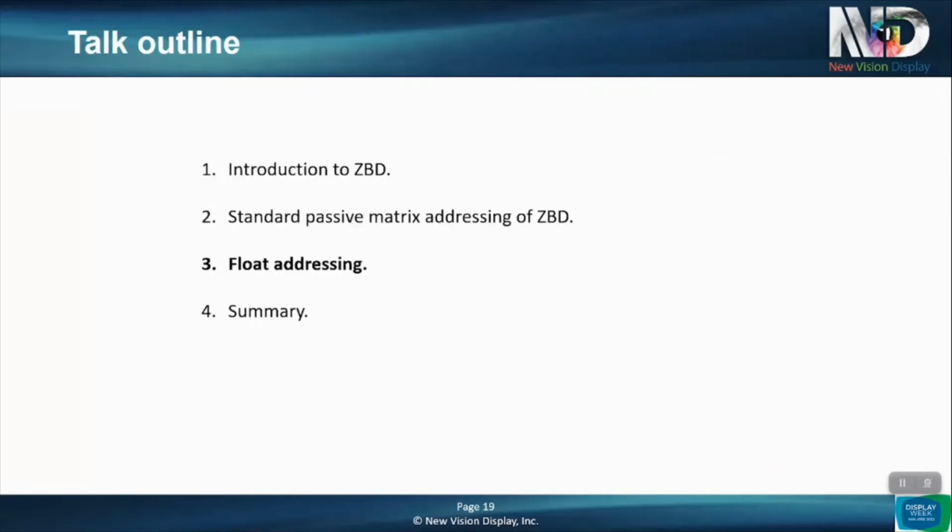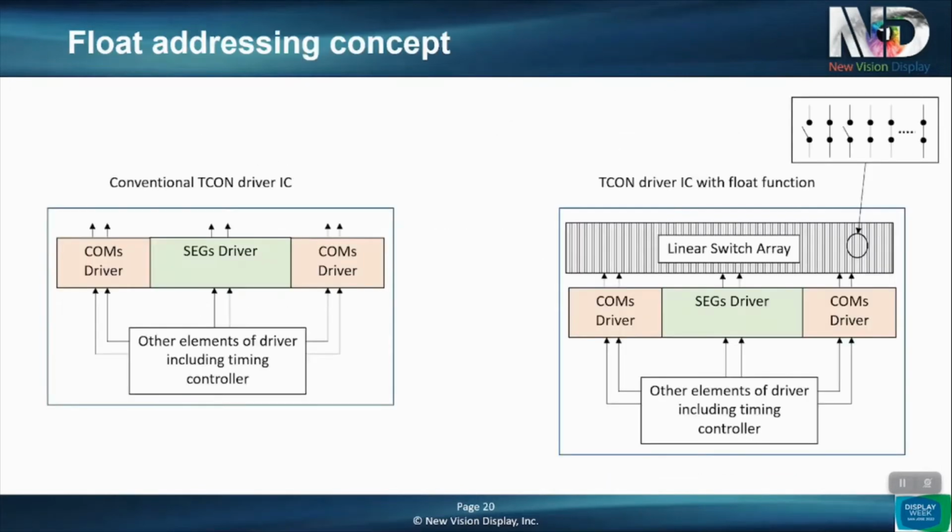So, what's the concept of float addressing? Here we want to take a normal TCON driver IC with common and seg drivers and a timing controller, and add another electrical element to that, which could, for example, be a linear switch array. This allows us to disconnect the drive circuitry from the row and column electrodes in a controlled manner during the display update. Therefore, the electronics is not having to capacitively drive the display, and hopefully we should get a power saving.